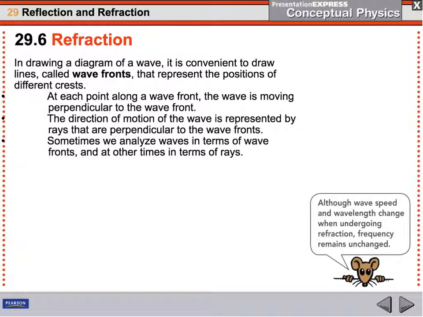Drawing a diagram of water, it is convenient to draw outlines called wavefronts that represent the positions of different crests. At each point along a wavefront, the wave is moving perpendicular to the wavefront. The direction of motion of the wave is represented by the rays that are perpendicular to the wavefronts. Sometimes we analyze waves in terms of wavefronts and at other times in terms of rays.